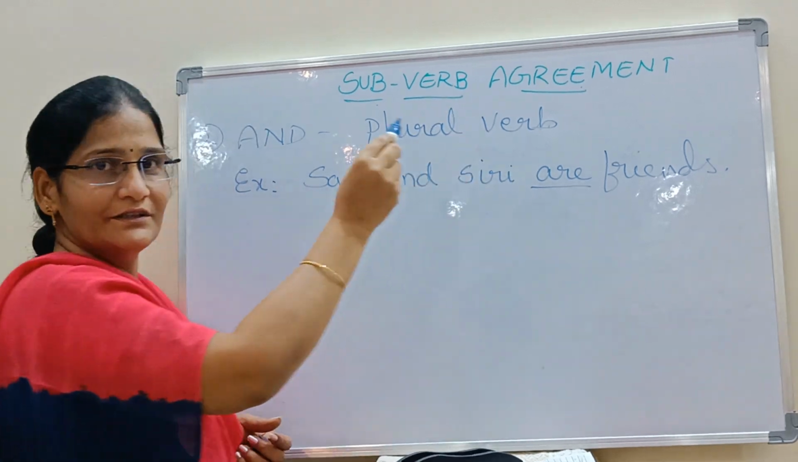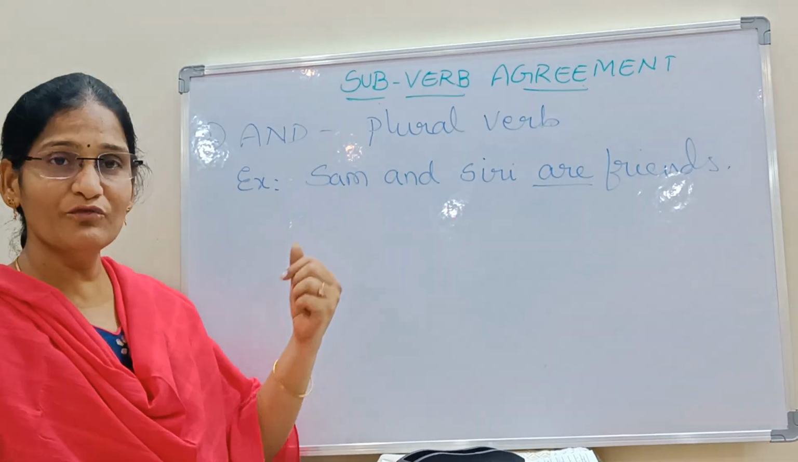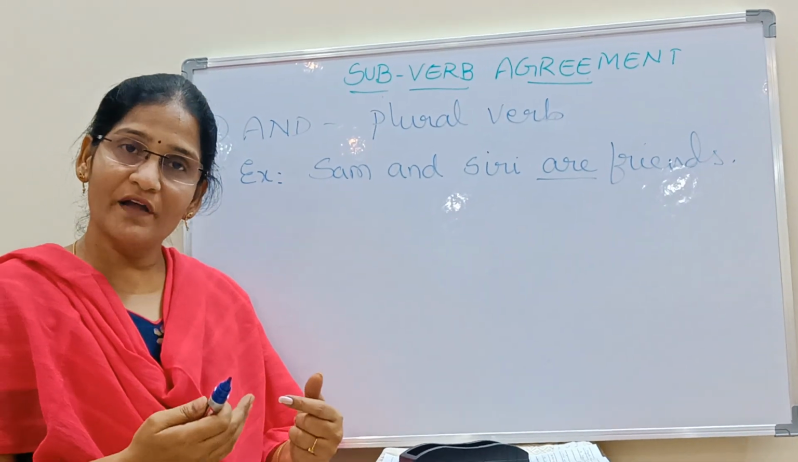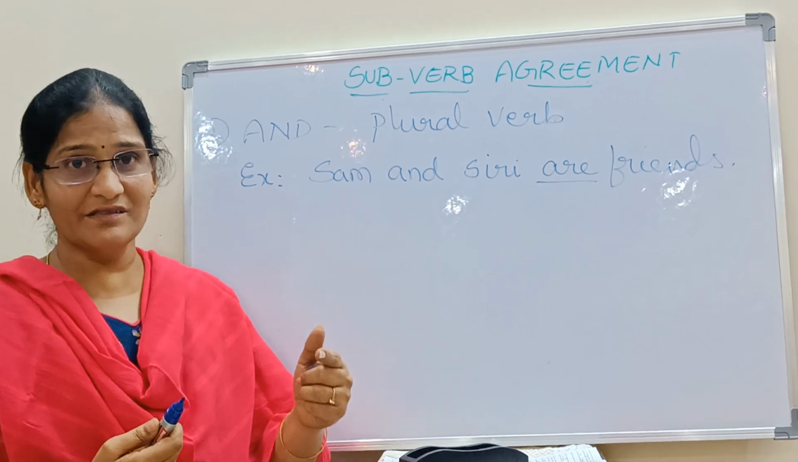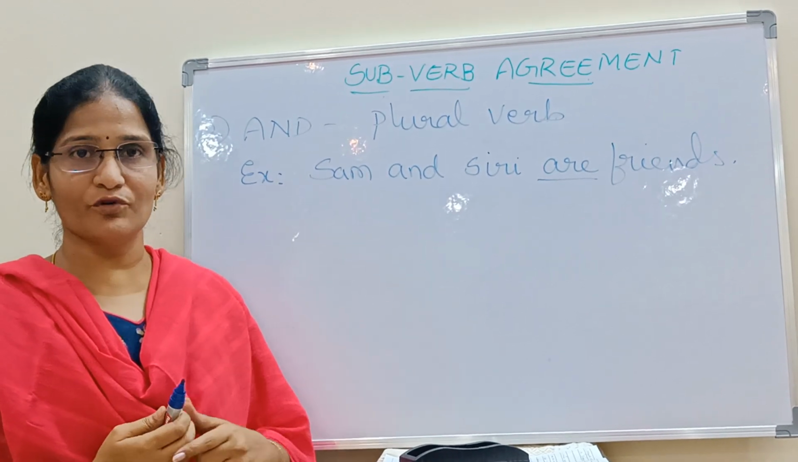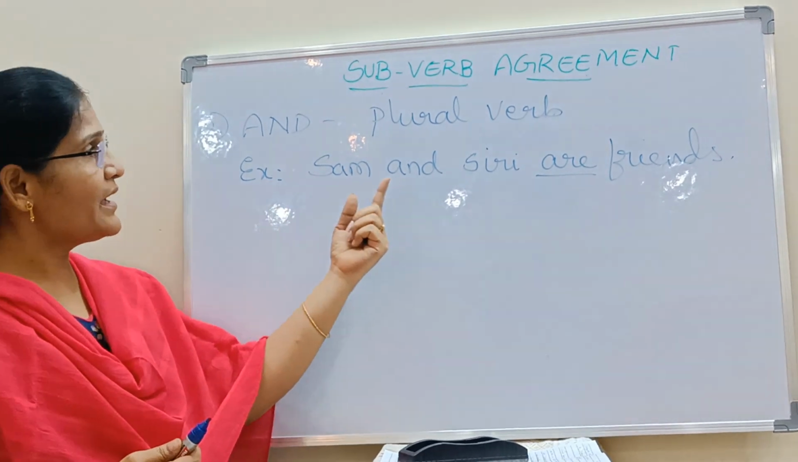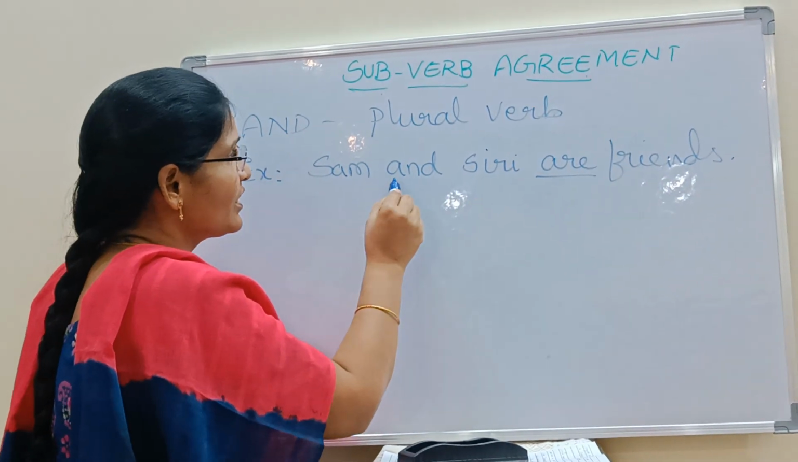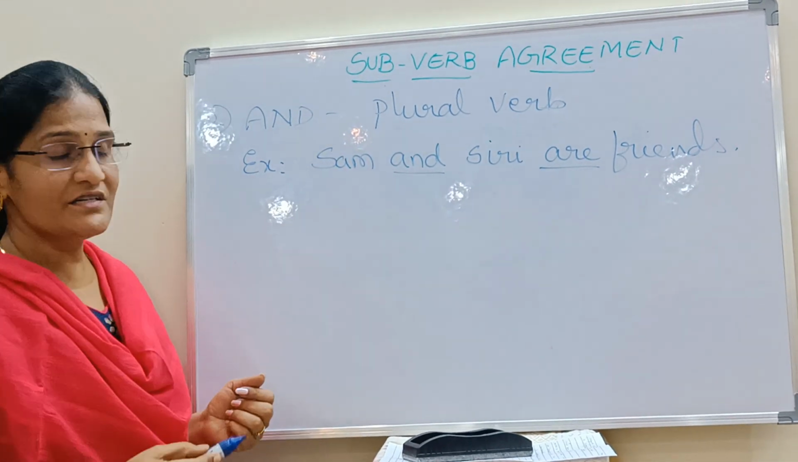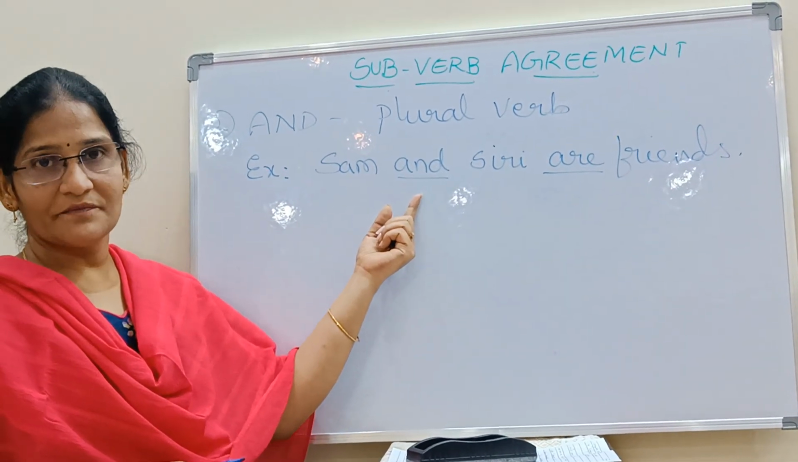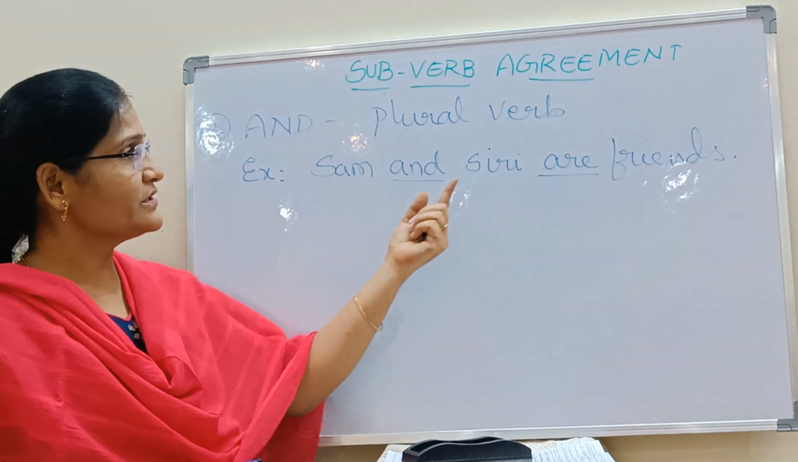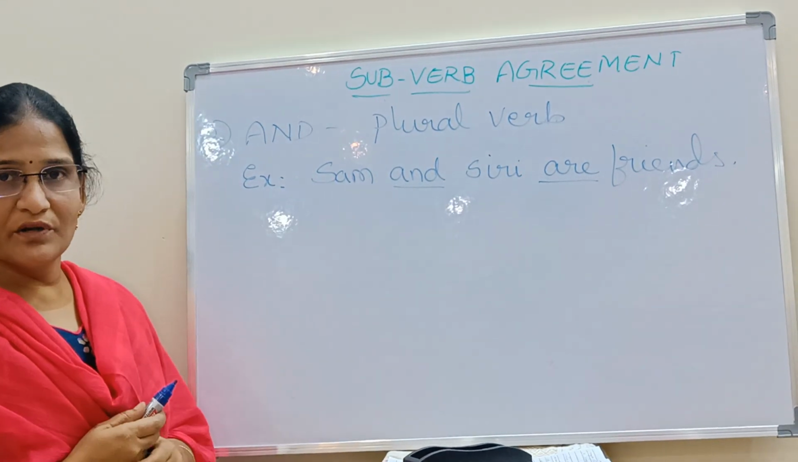Look here, this is a plural verb, a helping verb. In helping verbs also we have singular and plural. Is, was are singular verbs. Are, were are plural verbs. So Sam and Siri, these two nouns are connected with the conjunction and. So here we are using the plural verb.